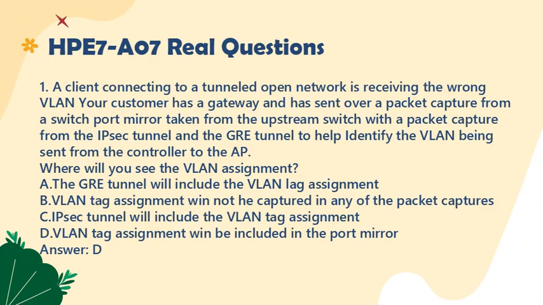1. A client connecting to a tunneled open network is receiving the wrong VLAN. Your customer has a gateway and has sent over a packet capture from a switch port mirror taken from the upstream switch, with a packet capture from the IPsec tunnel and the GRE tunnel, to help identify the VLAN being sent from the controller to the AP. Where will you see the VLAN assignment?